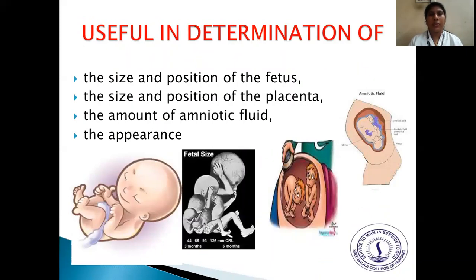The size and position of the fetus, then the size and position of the placenta, the amount of amniotic fluid, and the presence and appearance of the fetus. This is the main function of analyzing the USG ultrasound scan. What are the size and position of the fetus, the size and position of the placenta, the amount of amniotic fluid, and the appearance of the fetus?